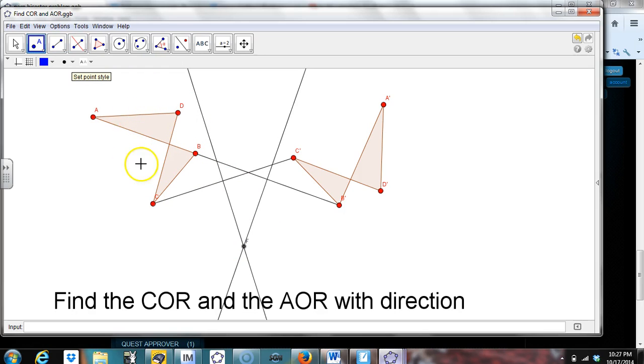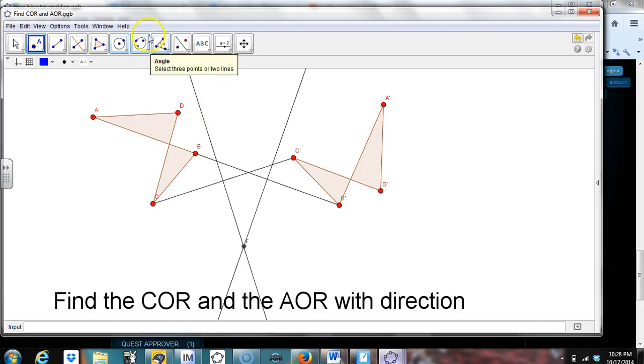So we know that looking at A, B, C, D, we have A prime, B prime, C prime, D prime. So this was the pre-image. It rotated around this point F, some angle, to rotate to this shape. Okay, so it rotated clockwise. There's our direction, so it's going to be a negative angle.